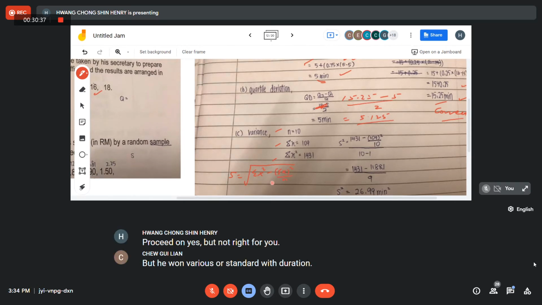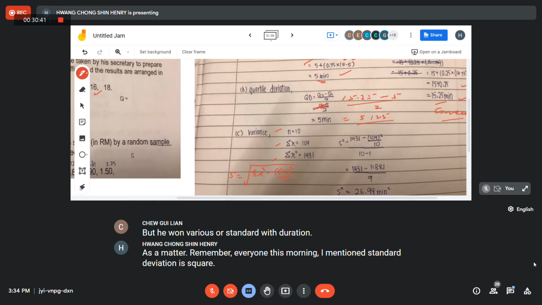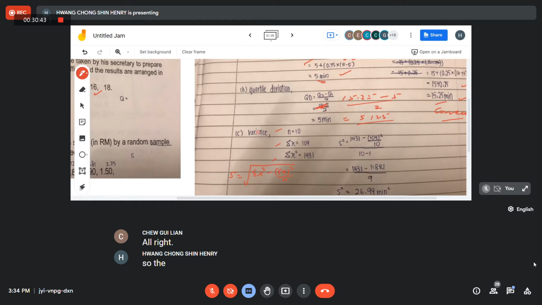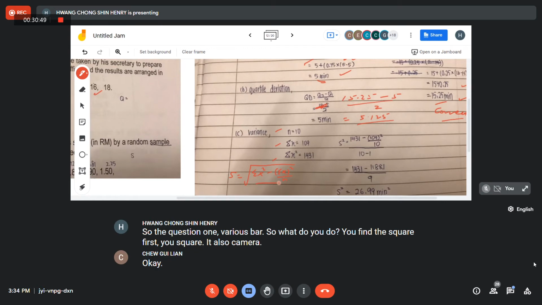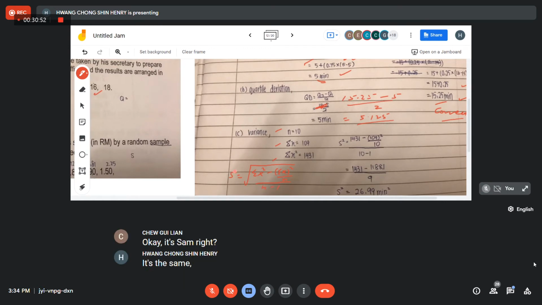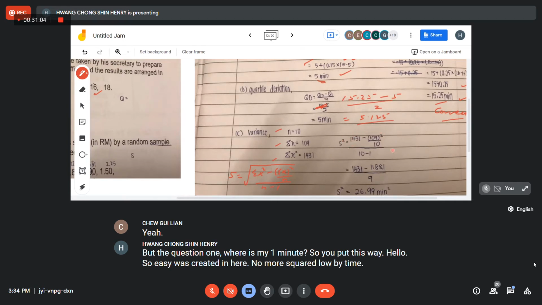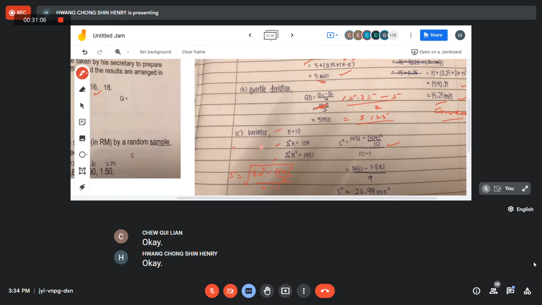It doesn't matter. Remember everyone, this morning I mentioned standard deviation is the square root of variance. So the question wants variance, so you put the square here. Then here no more square root. Everyone can see, so I put square root. It's the same. Mathematics. Okay, I got it.